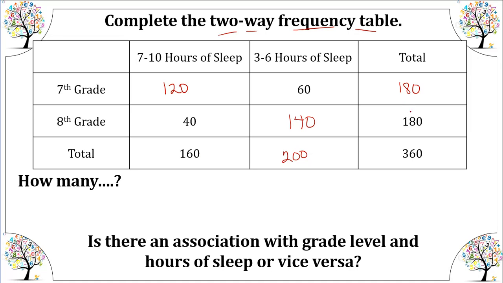The totals of each grade level were the same. 120 7th graders get a lot of sleep. Only 40 8th graders get a lot of sleep. We can see that 60 7th graders get a little amount of sleep, where 140 8th graders get a little amount of sleep. So you can kind of just go ahead and see that it seems like 7th graders get more sleep than 8th graders.